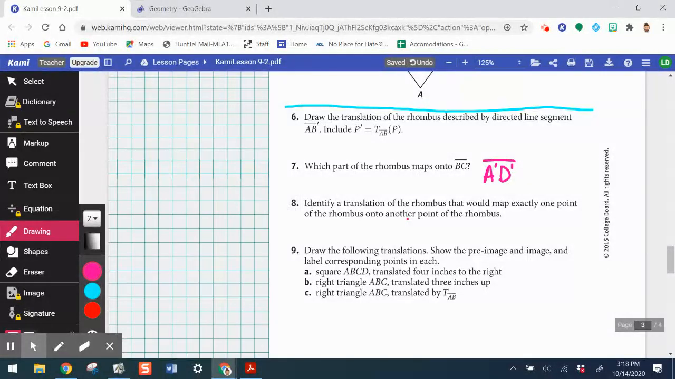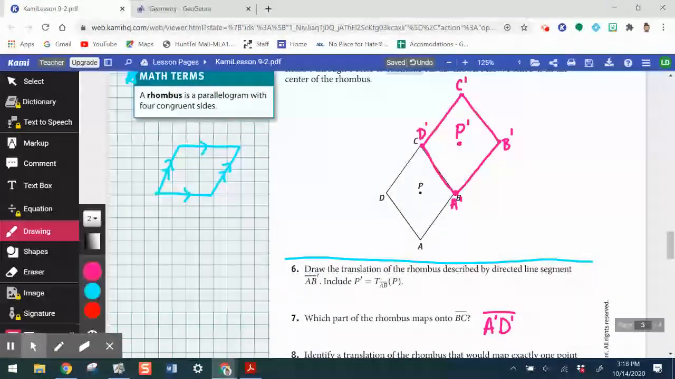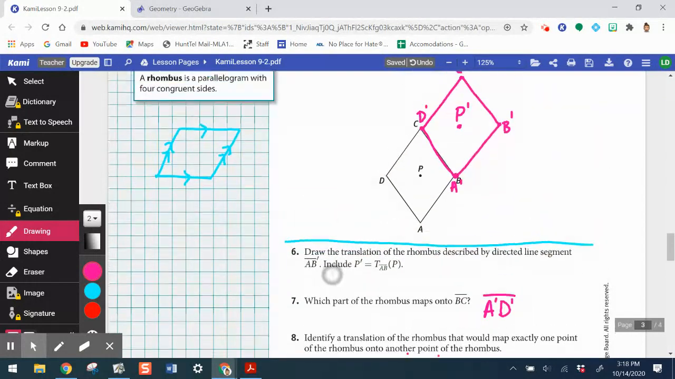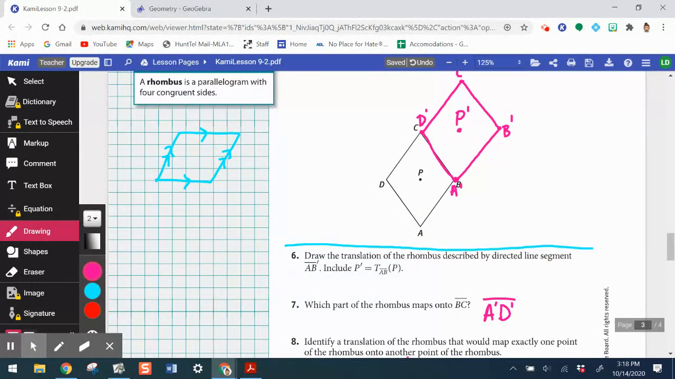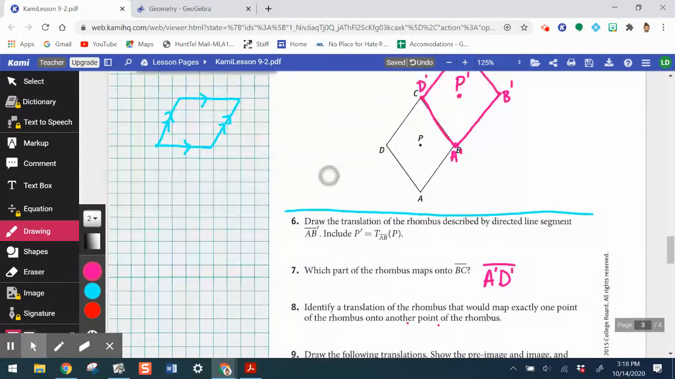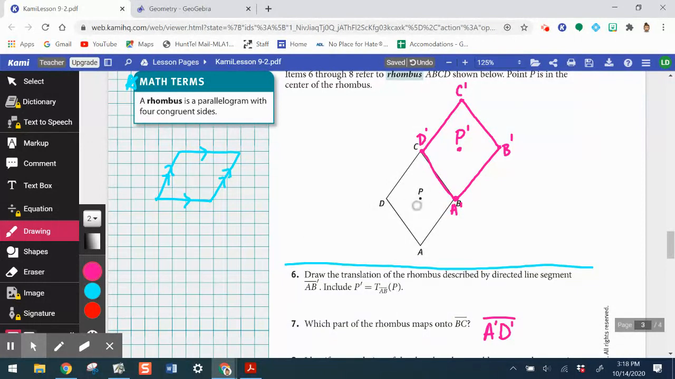So item 8 asks us, how could we create a translation that would map exactly one point of the rhombus onto another? Well, if we move left, or if we move at any diagonal, we're going to end up with the same result we saw here. So hopefully you're thinking that we could move this rhombus up, down, left, or right. In fact, one of the easiest ways we can do it is to translate this rhombus using the directed line segment AC, or A prime C prime. So I'm going to go over and show you what that looks like on GeoGebra.